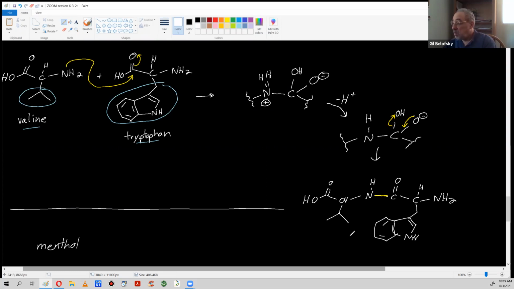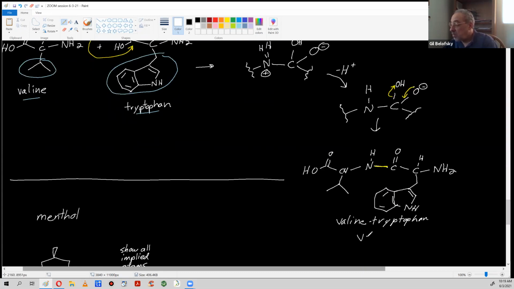There. So we would call this valine, tryptophan. Or they have these abbreviations, VAL, TRP. And another thing to really notice is that you still have a carboxylic acid on one end and an amino group on the other end.